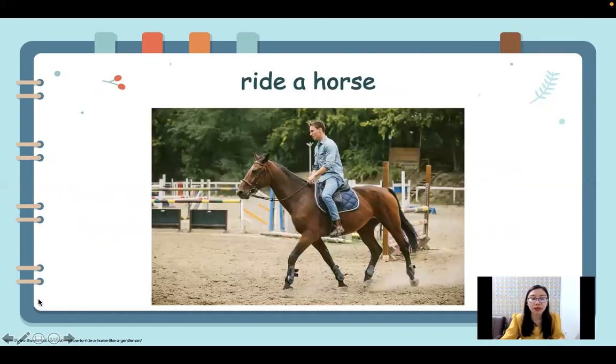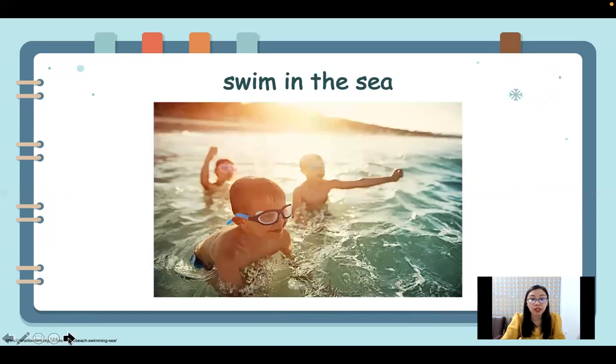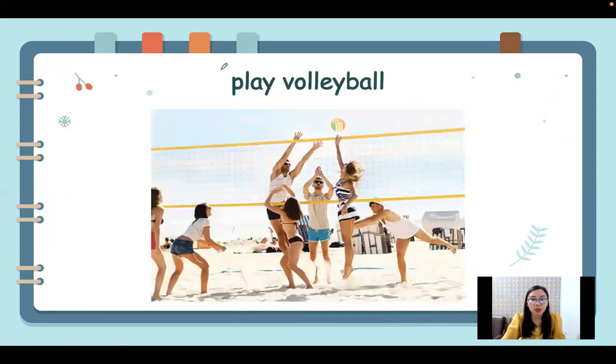Let's say it together, everybody. What is this picture? It's ride a horse. All right, so ride a horse, just like this one. In Wahin Beach, Shimai, there are people who will ask you to ride a horse. Next one, swim in the sea. Good job. That is correct. Next one, play volleyball. That's correct.